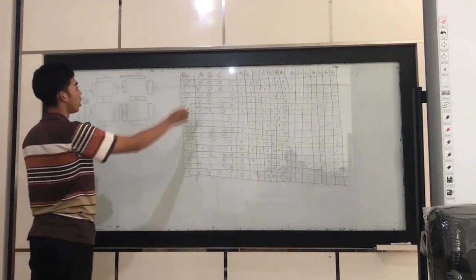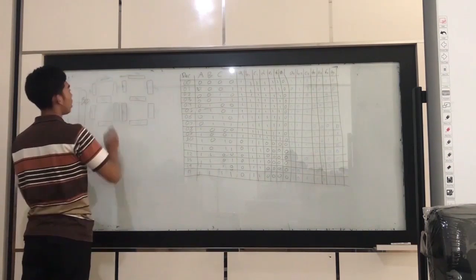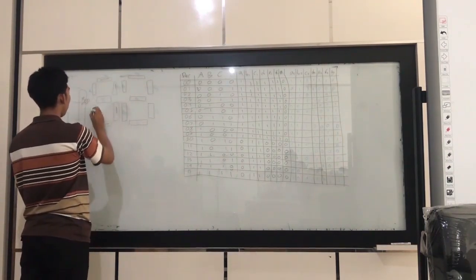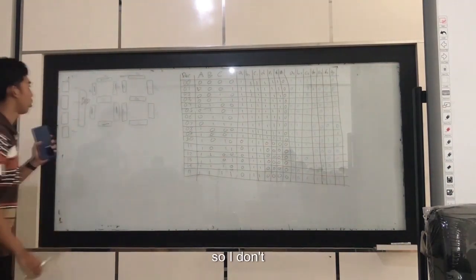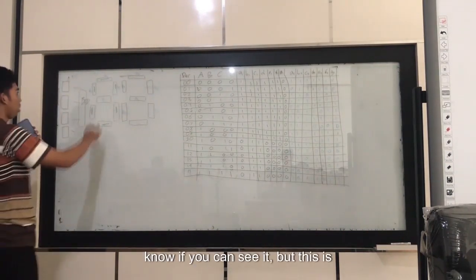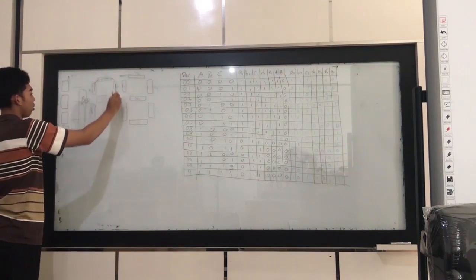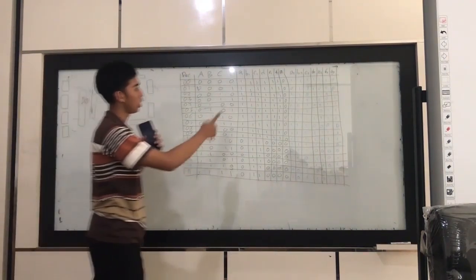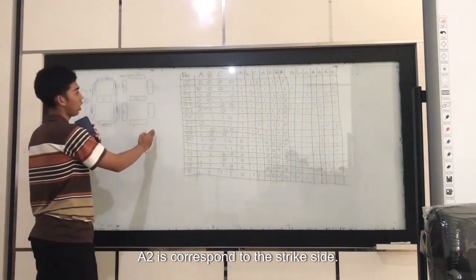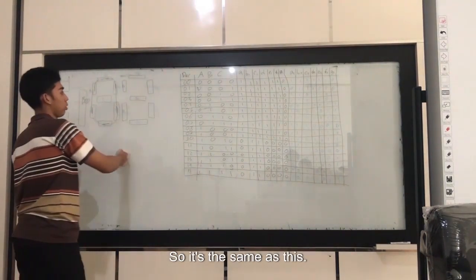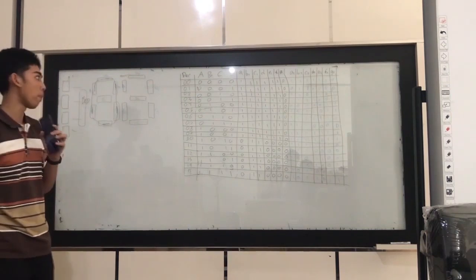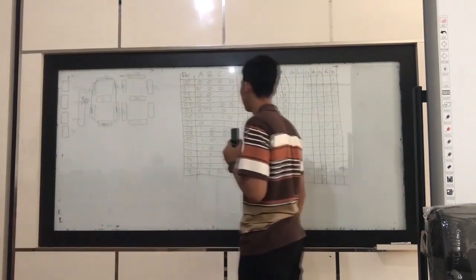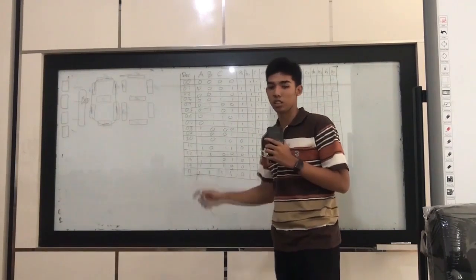Okay, let's try it. A1 is 1, B1 is 1, C1 is 1, and so I don't know if you can see it, but this looks like a 0 to me. And also A2 corresponds to the right side, so it's the same as this, just using A2. Okay, all of that is done. Let's now try to make the Karnaugh map of all of this.